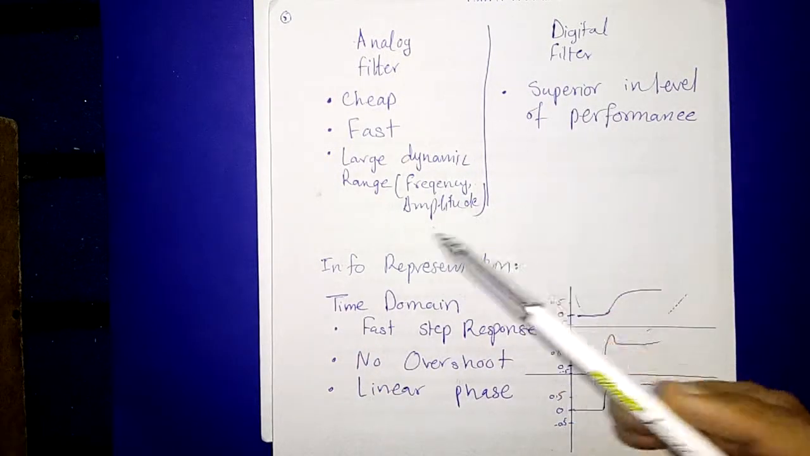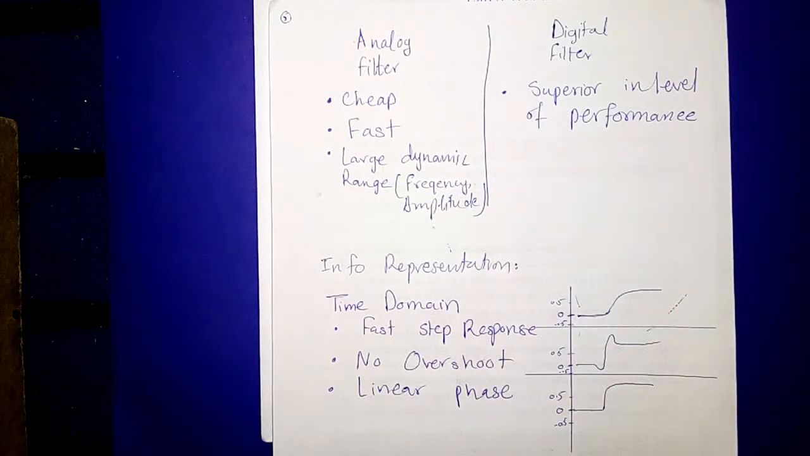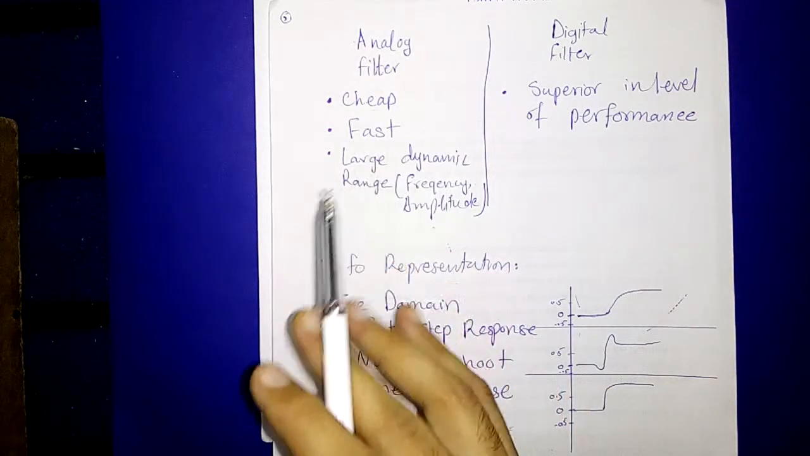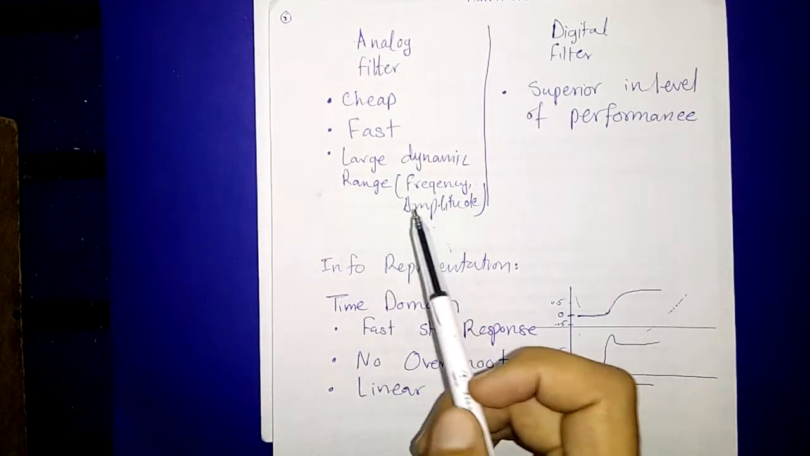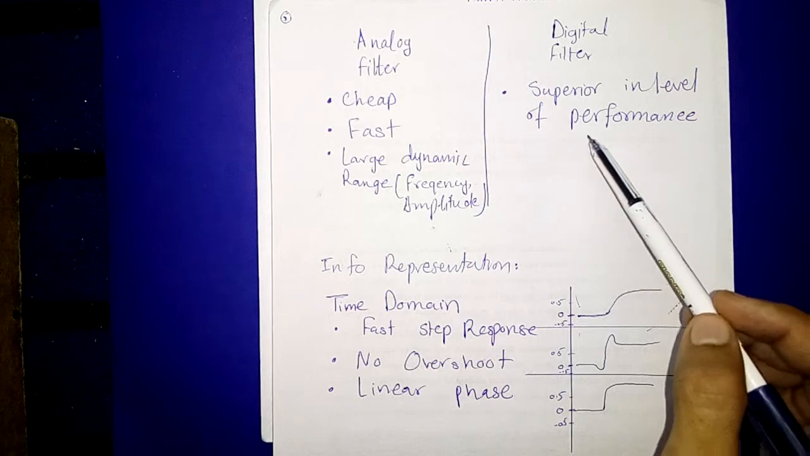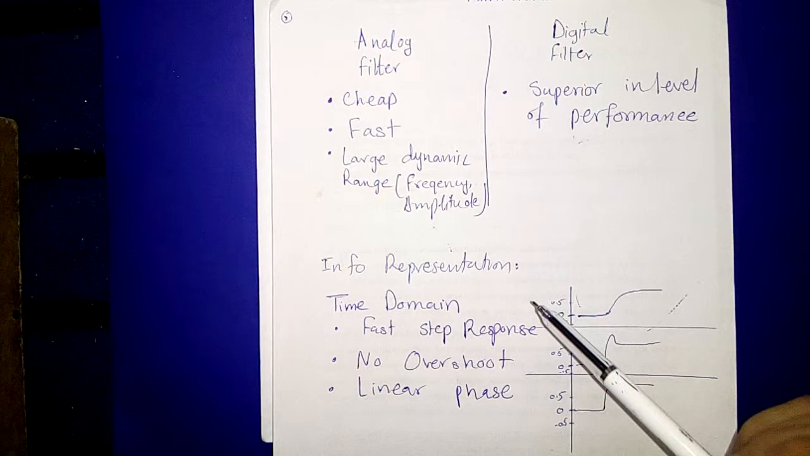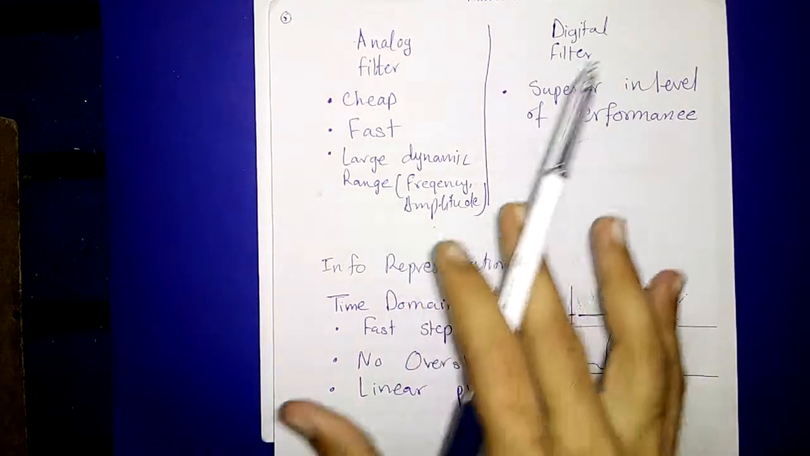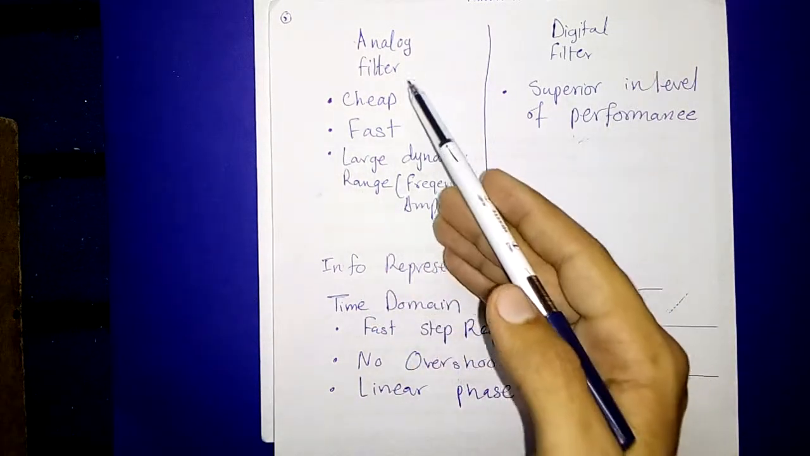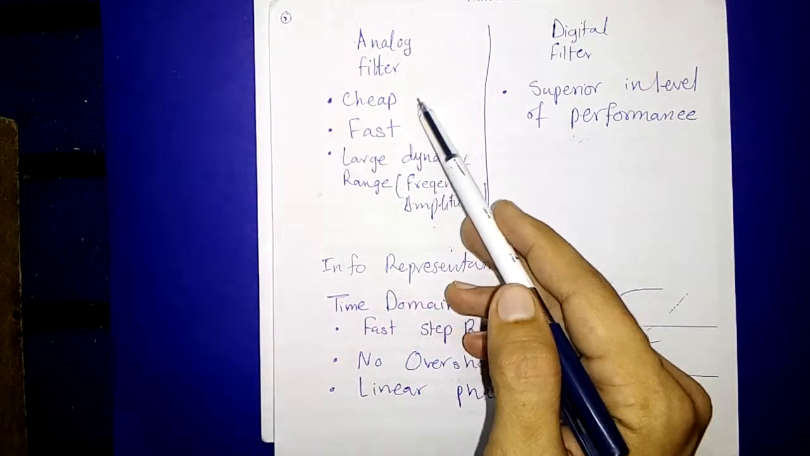Digital filters are not that cheap, obviously. They might depend upon their execution time, might depend upon the signal which we are providing to them, and the system on which they are running, but they are superior in performance. They give quite good results. That's why most of the time digital filters are often preferred. और आप ये हिसाब लगा सकते हैं कि देखें, obviously these are cheap, fast and large dynamic range, but due to their poor performance they are not used.